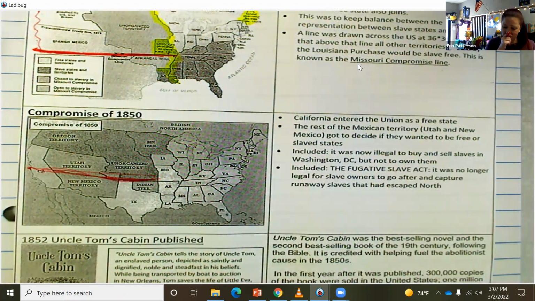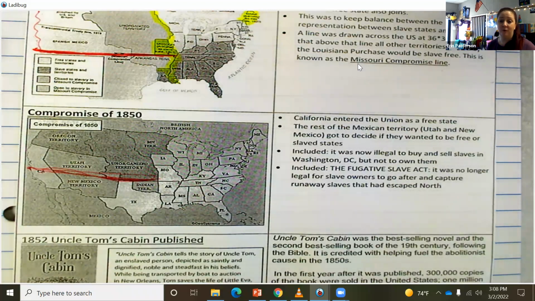So again, we see Henry Clay, the great compromiser, along with a senator named Stephen Douglas. We'll talk about him a little more in the future. And a senator, Daniel Webster, and they came up with this idea. Now, Henry Clay, Kentucky, Stephen Douglas, Illinois, Daniel Webster, Massachusetts. So we've kind of got some Northern and Southerners working together there.